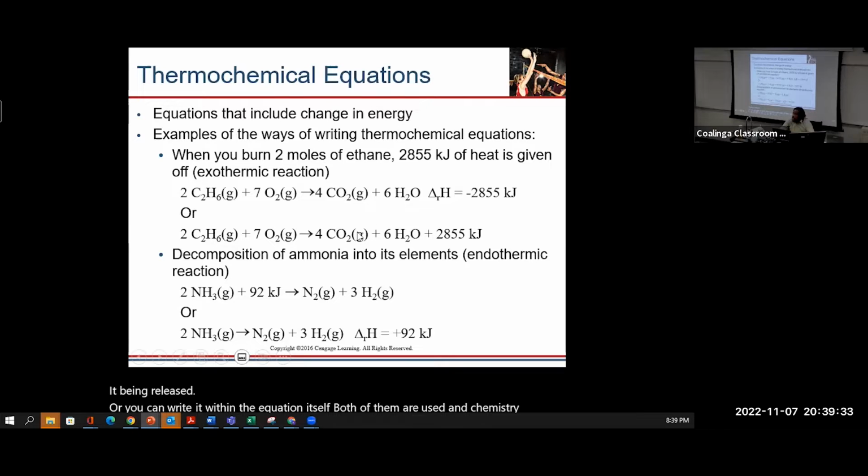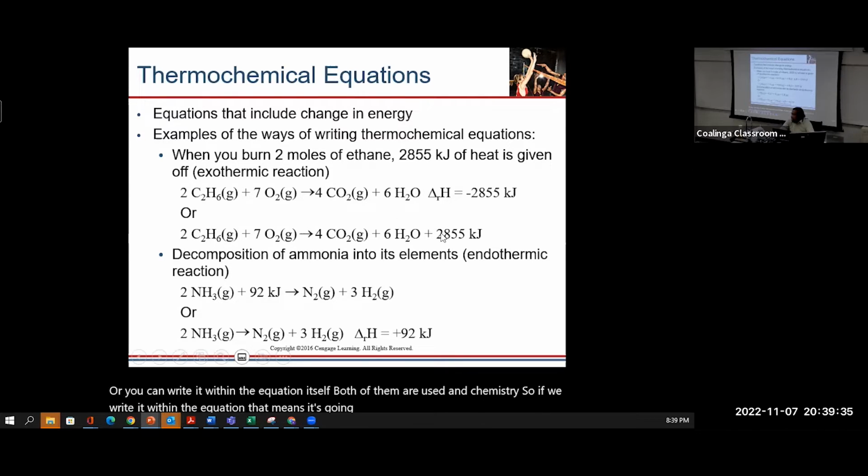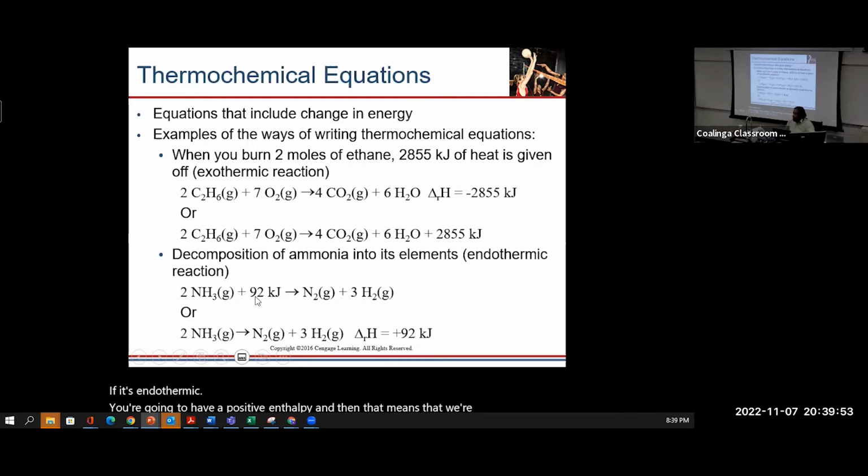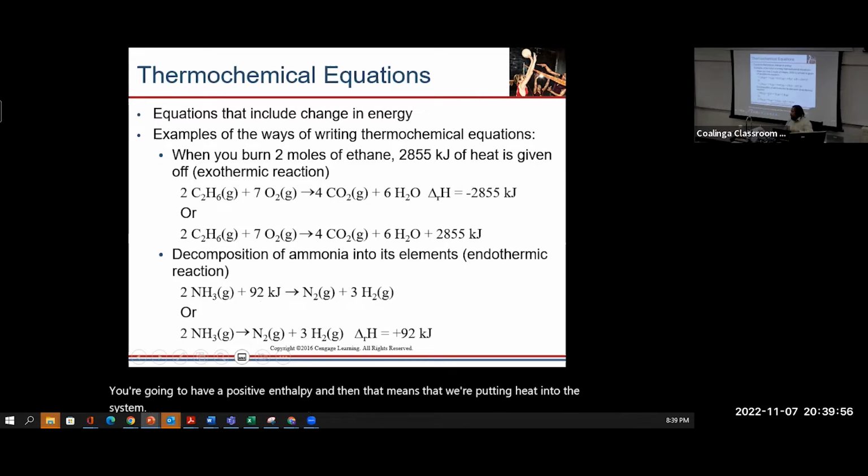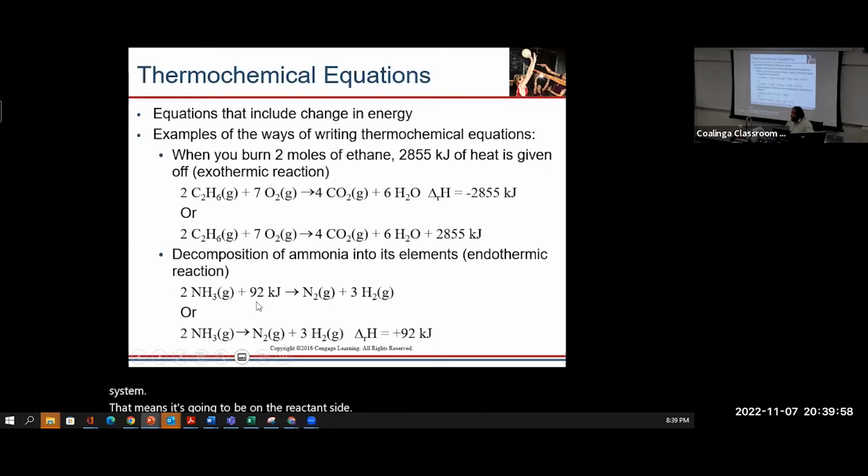If we write it within the equation, for an exothermic reaction energy is being released from the system, so it's going to be on the product side. Now, if it's endothermic, you're going to have a positive value, and that means that we're putting heat into the system. That means it's going to be on the reactant side. So as you can see written here, you have two ways of writing it.